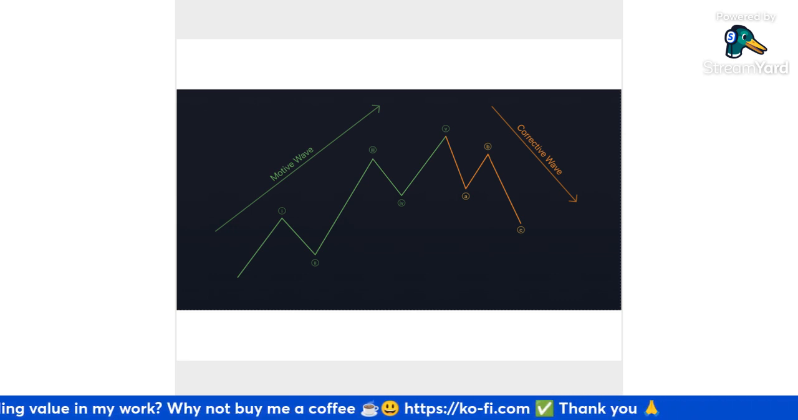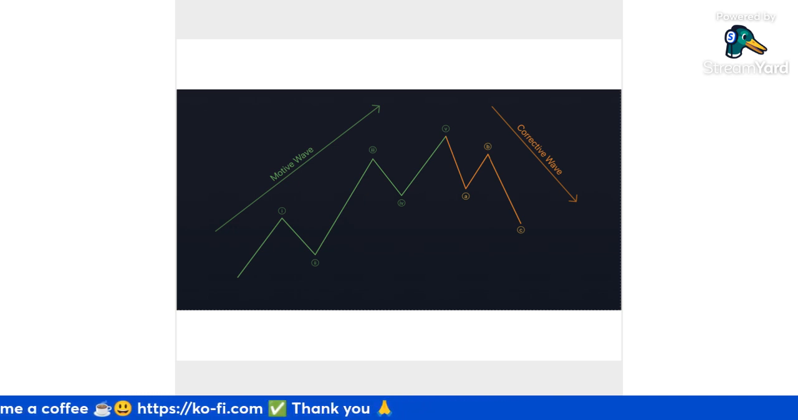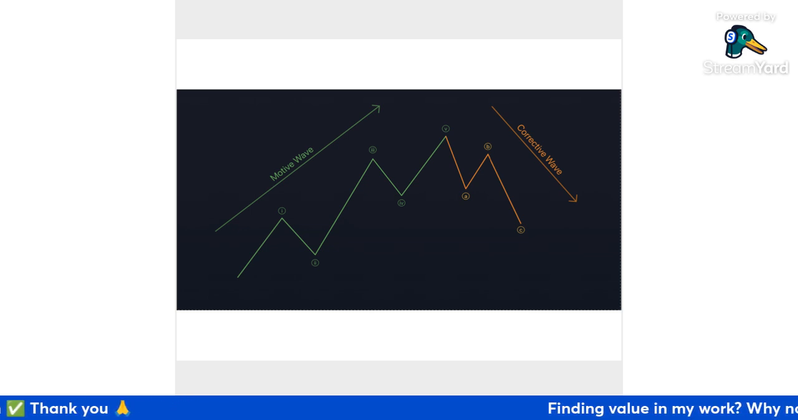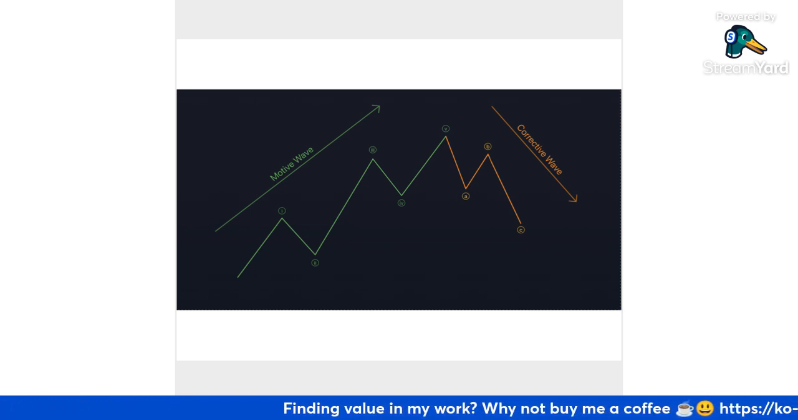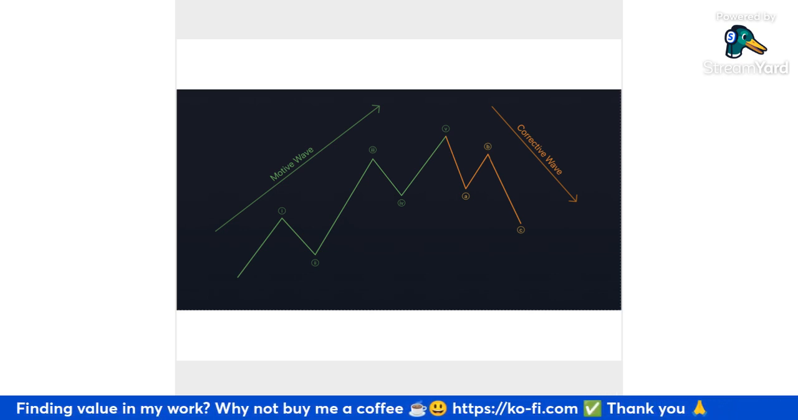In this case, I keep using the bullish scenario, but keep in mind this applies to bearish scenarios as well. It is the exact same thing, except it's upside down. Literally the same exact thing, but it can be facing downward. In this case, it's a bullish 5-wave move, and the correction is what comes after it.